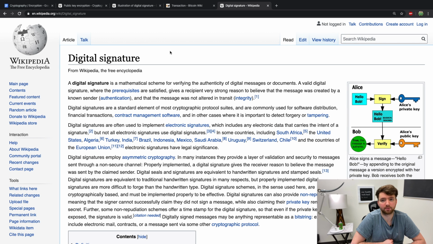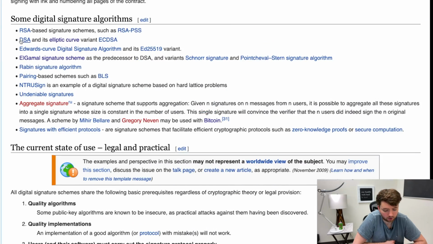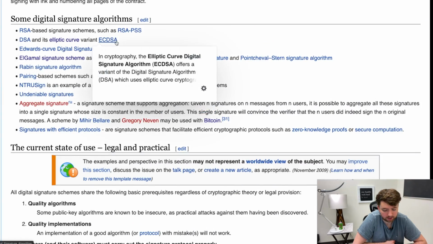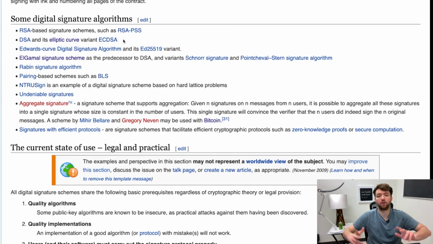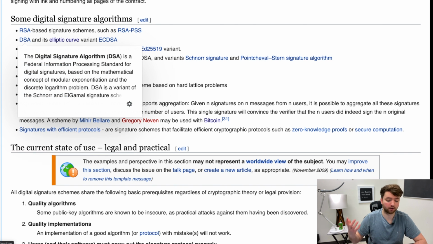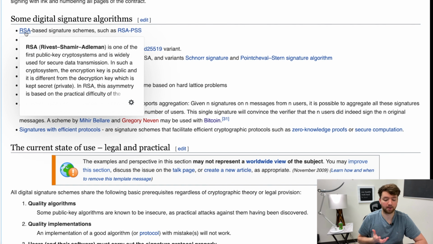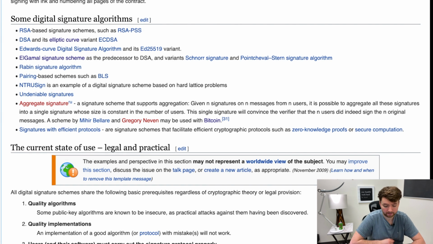All right, back to spewing out Wikipedia articles. Here's a good one on digital signatures. Shocking, right? But in here, I wanted to point out that there are various signature algorithms. So we talked about ECDSA, which is the elliptic curve variant of a popular one known as DSA. There is also the RSA signature scheme. We talked about RSA earlier on in the series. And then there's all these other ones that can be used.